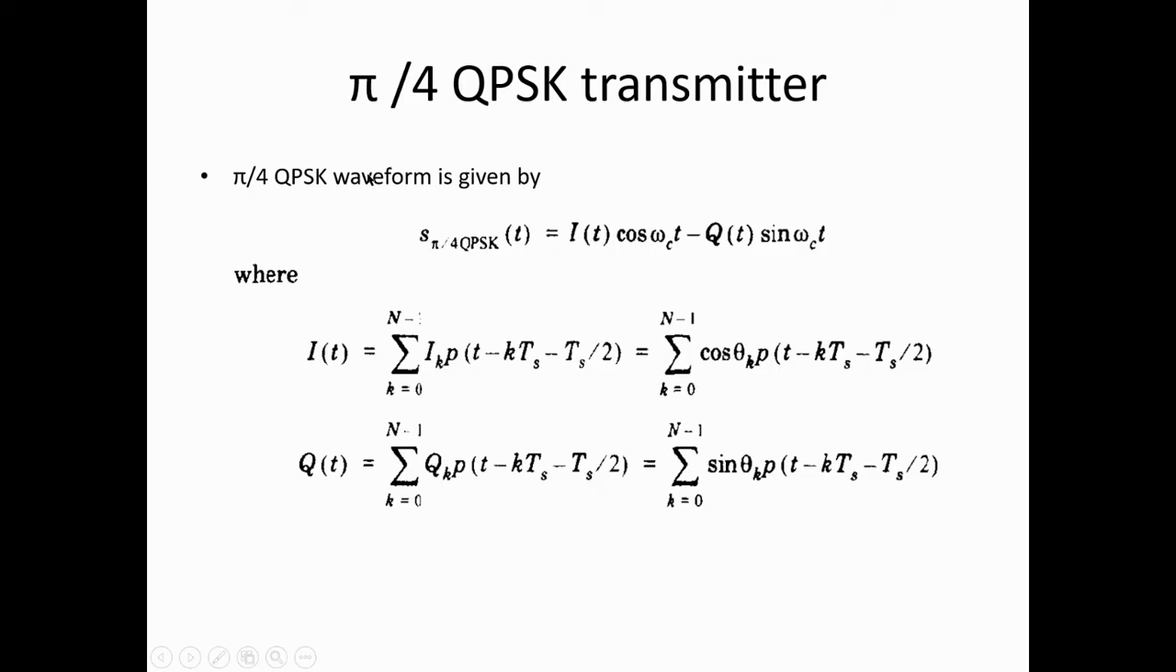So this is the transmit signal, which has to be transmitted. We have an in-phase and quadrature phase component. These are combined together and transmitted from the transmitter end. The I of t is separately denoted over here, and Q of t is separately denoted over here. This p denotes the pulse shaping function, and Ts denotes the symbol period. So this is at the transmitter end.